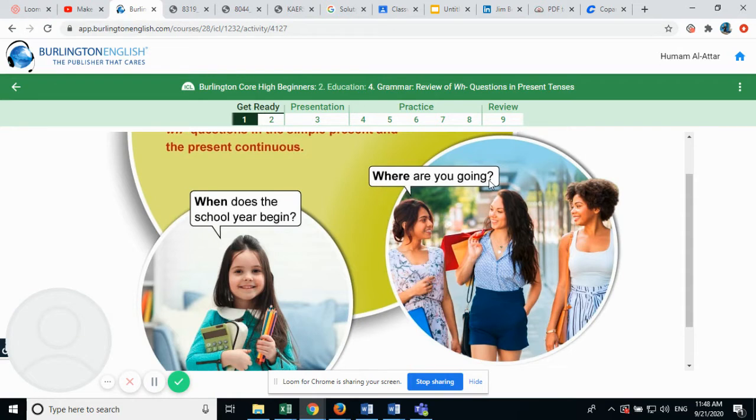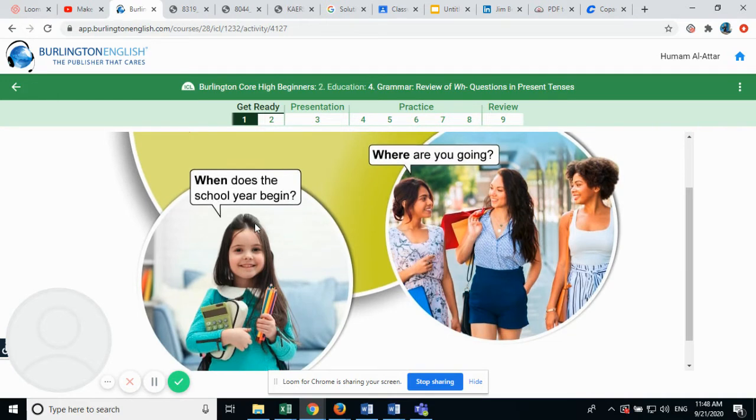Where are you going? This is a WH question. It starts with W and H. When does the school year begin? This is also a WH question. We use where to ask about places. We use when to ask about time. Okay?